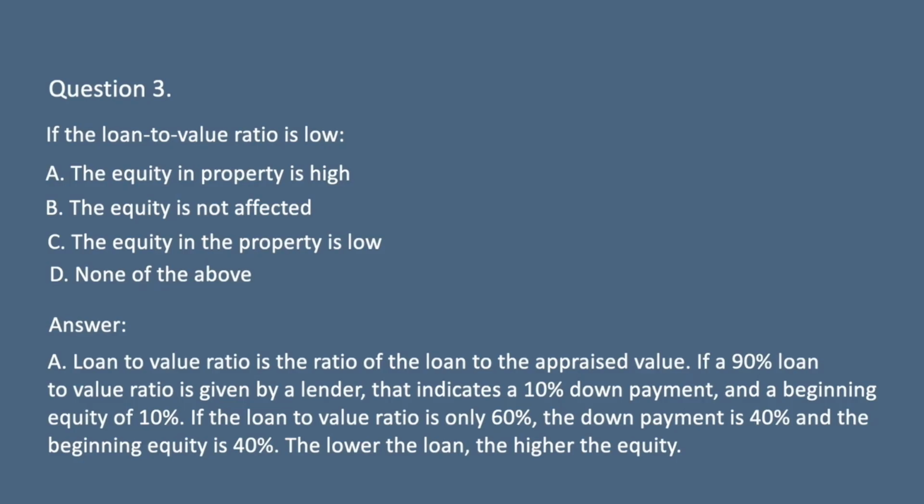If a 90% loan-to-value ratio is given by a lender, that indicates a 10% down payment, and a beginning equity of 10%. If the loan-to-value ratio is only 60%, the down payment is 40% and the beginning equity is 40%. The lower the loan, the higher the equity.